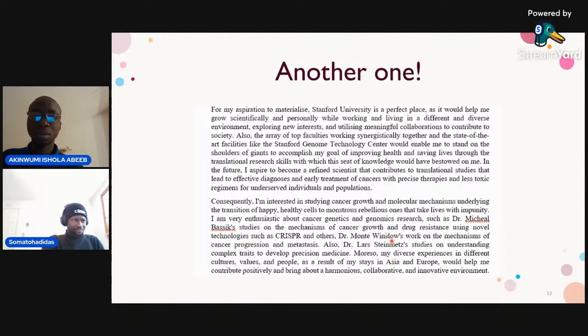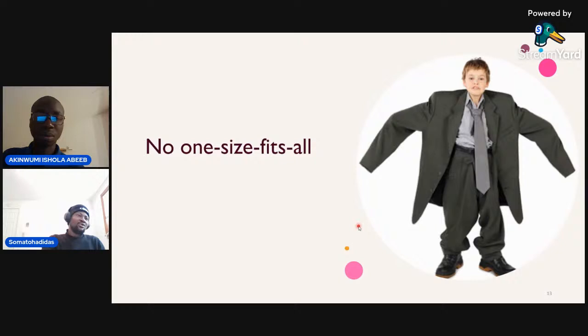So then after this, I want to add a note of warning, just an admonition, that there is no one size fits all. As you can see with this guy here, there's no one size fits all.